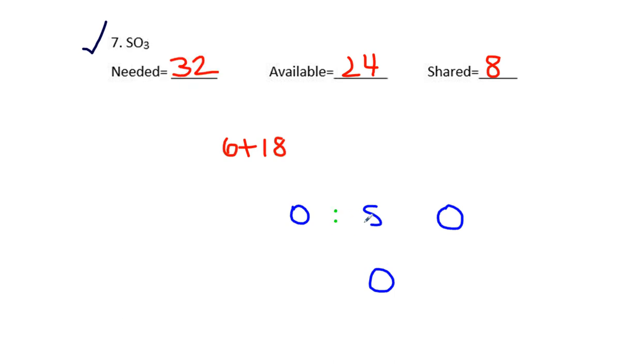1, 2, 3, 4, 5, 6. Uh-oh. What am I going to do with the other 2? Well, I'm not going to put them up here, right? If I put them up here, that's not sharing them with the other guys, right? So that's no good. Let's go back here.